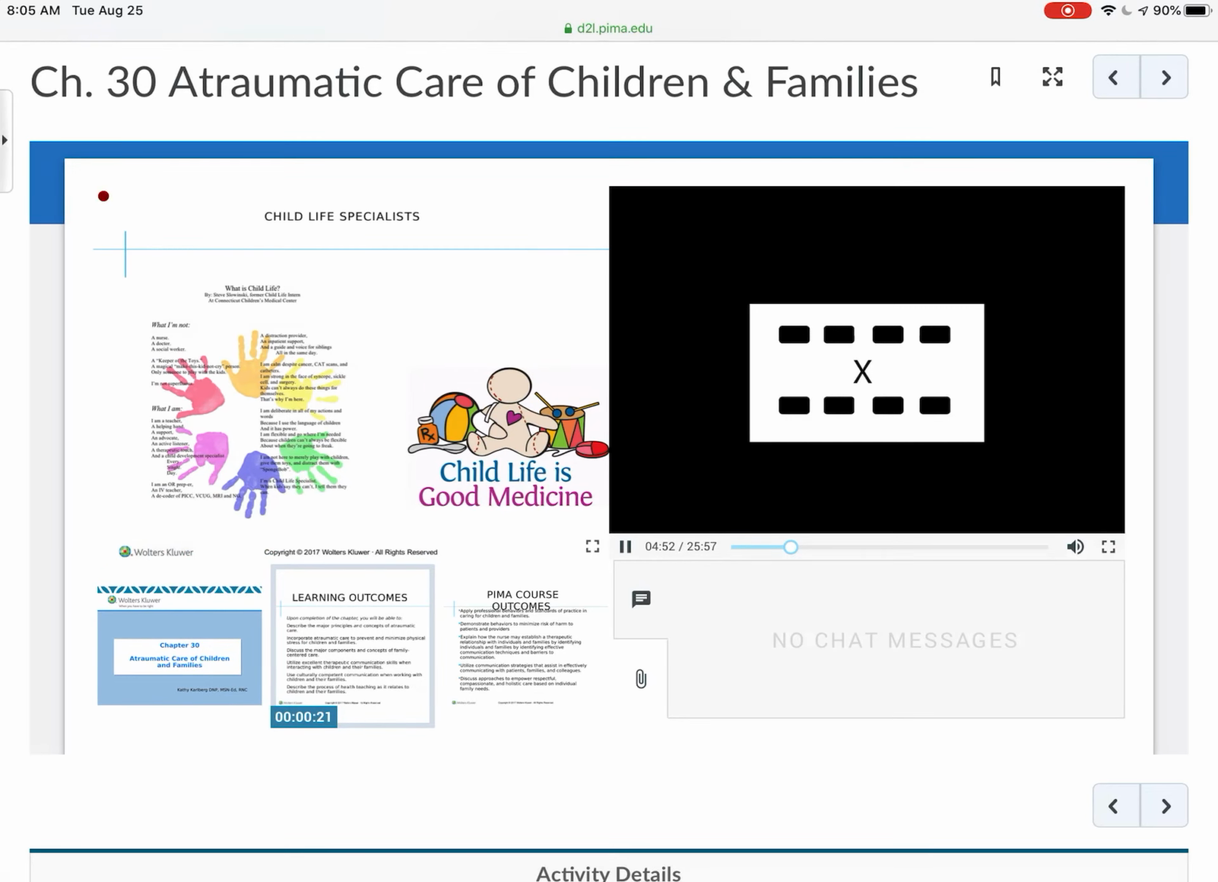So child life specialists. I think I mentioned them before, but child life specialists are trained. They have a 4-year degree in some type of family or child psychology, things like that. They go on to do about a 600-hour internship and then take a certification exam, not unlike your NCLEX.